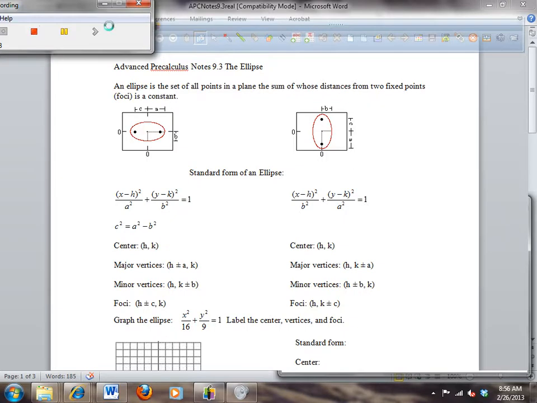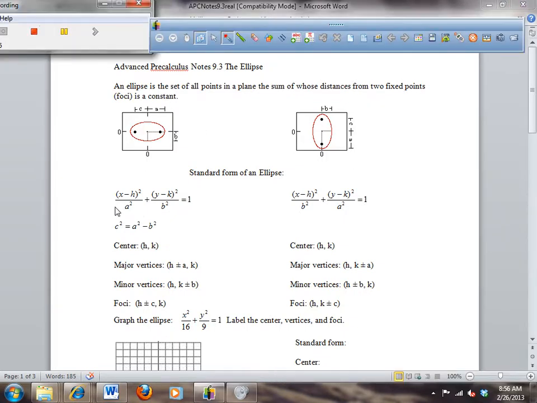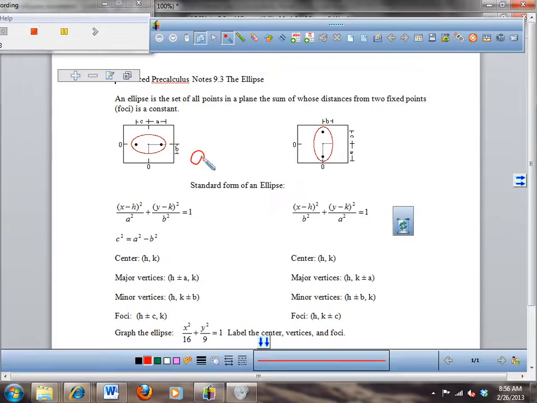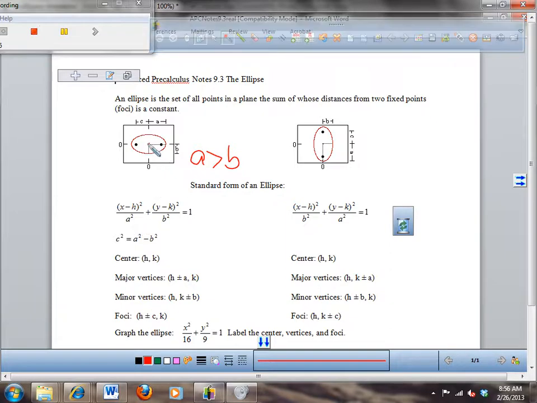Standard form of an ellipse is x minus h squared over something, where (h, k) is the center of the ellipse, and a and b are called the major and minor axes of the ellipse. A is always bigger than B for ellipses. That's not true for hyperbolas, which we'll talk about on Friday, but for ellipses A is always bigger than B. And A is the distance from here to here.